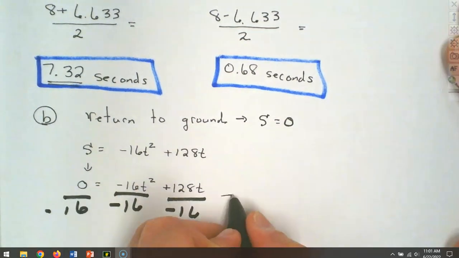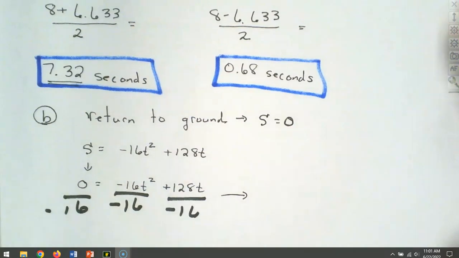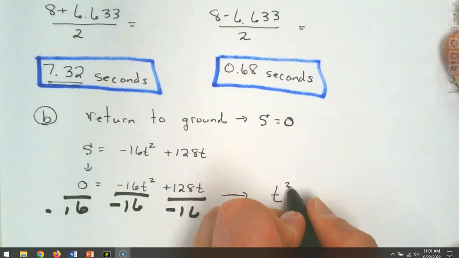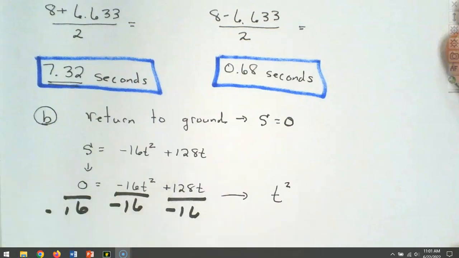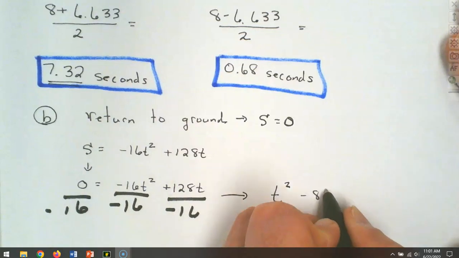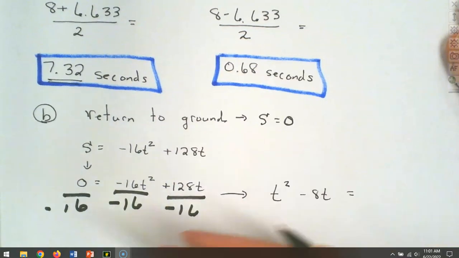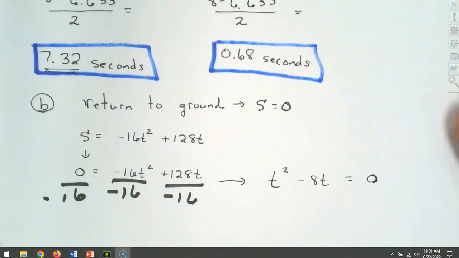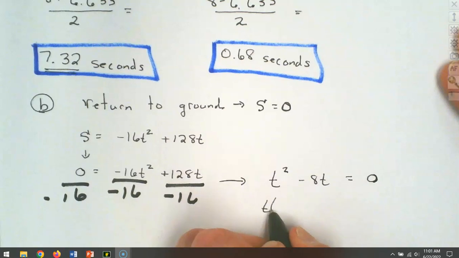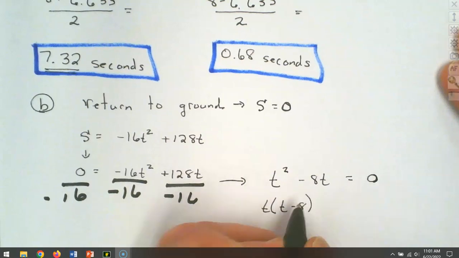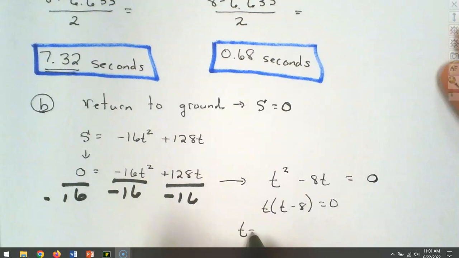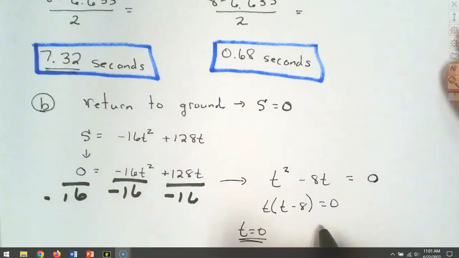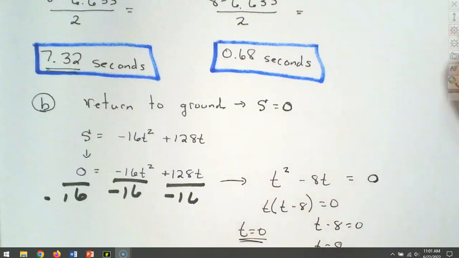I'm going to rewrite it so it's in the correct order with my variables on the left. So that's going to give me t squared, 128 divided by a negative 16, that should be a negative 8t, and then 0 divided by any number is 0. And now we can solve it. Factor your t out. That leaves you with t minus 8. One solution is t equals 0. The other solution is t equals 8.